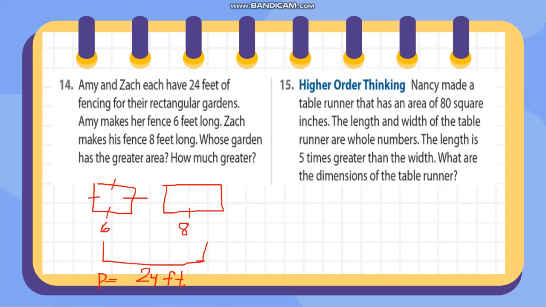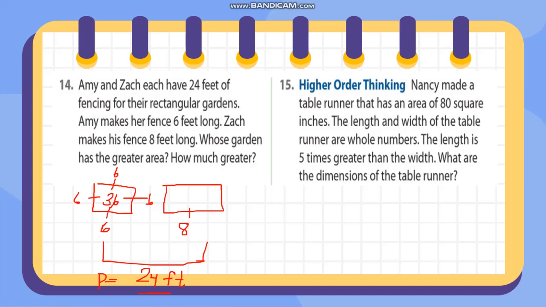Okay, how to find it? So if this is 6, this must be 6. So 6 plus 6 is 12. The total of all the sides is 24, so you need to subtract to get the two sides. So 24 minus 12 is equivalent to 12. And you divide it by 2 because 2 sides are missing. So that is equivalent to 6. So 6 multiplied by 6 to find the area is equivalent to 36. So the area of Amy's garden is 36.